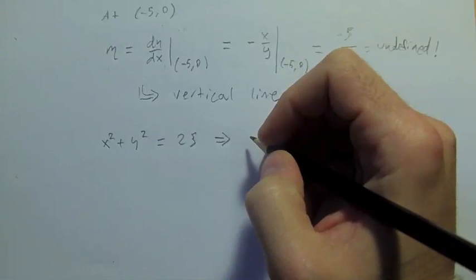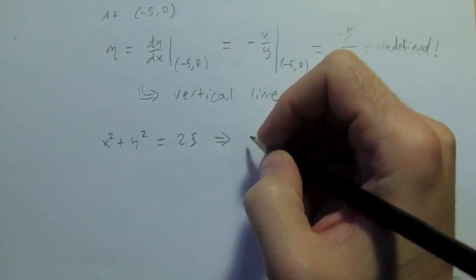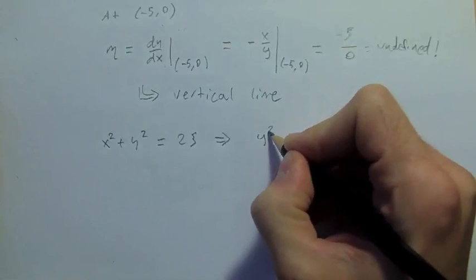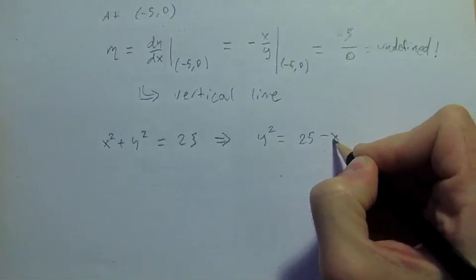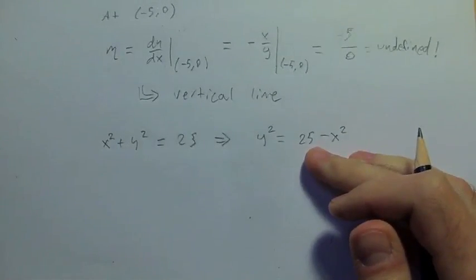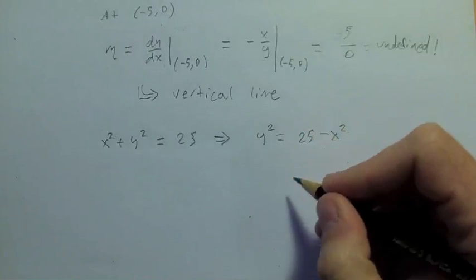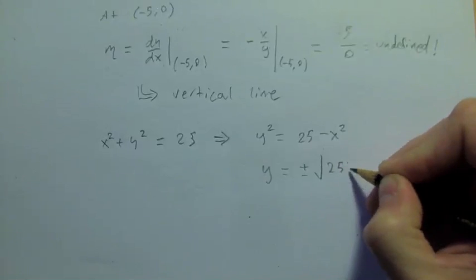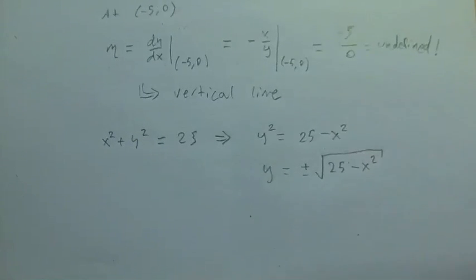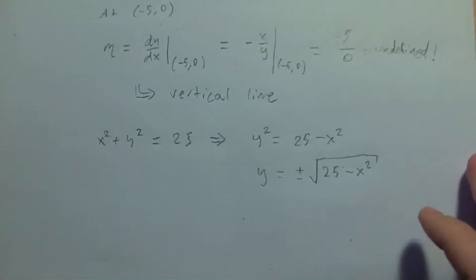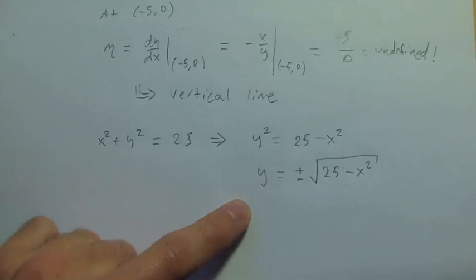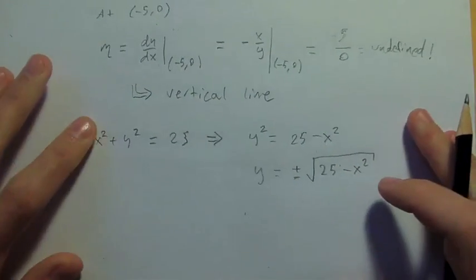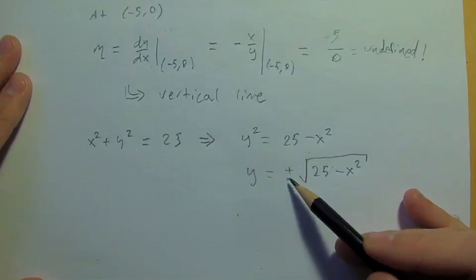And the answer is technically we can. We can get that y squared is equal to 25 minus x squared. And to solve for y, we would take that y is equal to plus or minus the square root of 25 minus x squared. Now, here's the problem. We could go ahead and find the derivative of y, but we would have two pieces. Y is equal to plus or minus the square root.